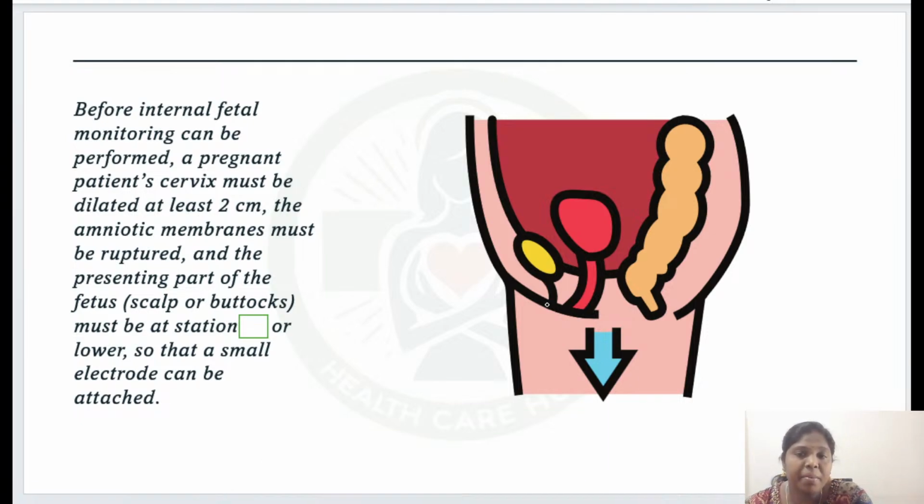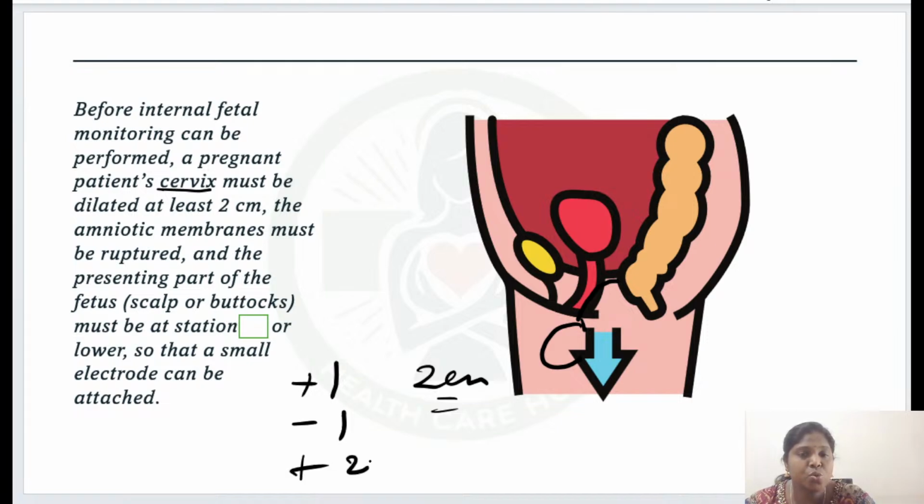See, when the baby's head is coming out, they want to monitor the baby's head through the patient's cervix. So at least it will be 2 centimeters dilated. So where should the baby's head station be? Whether it is +1, or -1, or +2, or should it be on the -2?